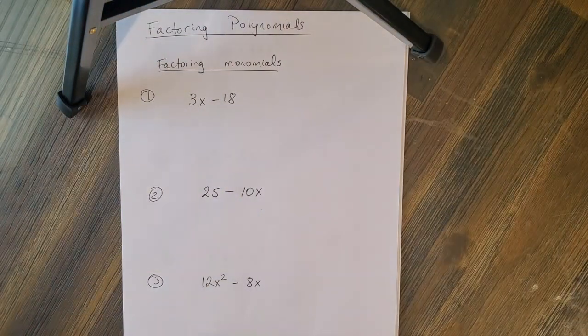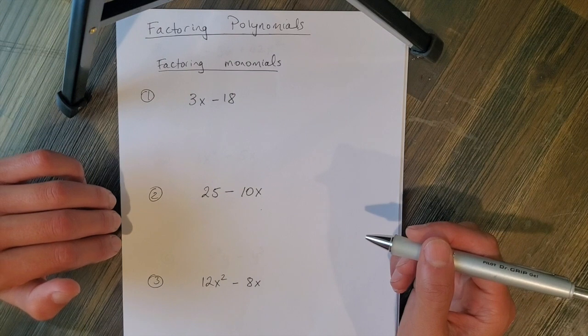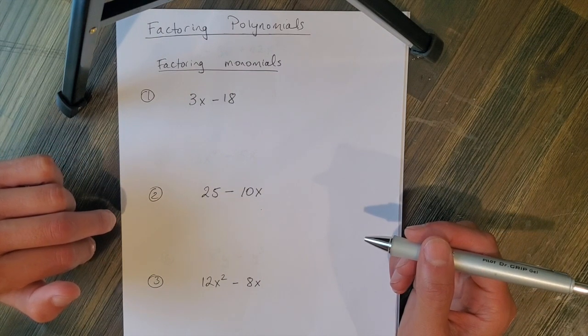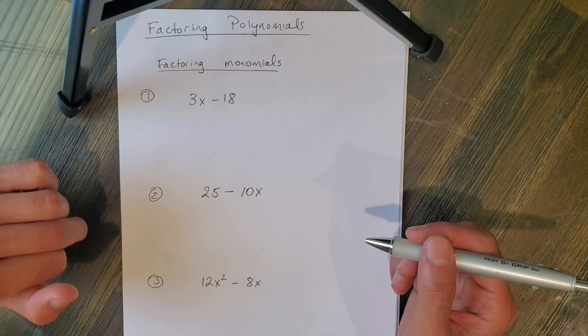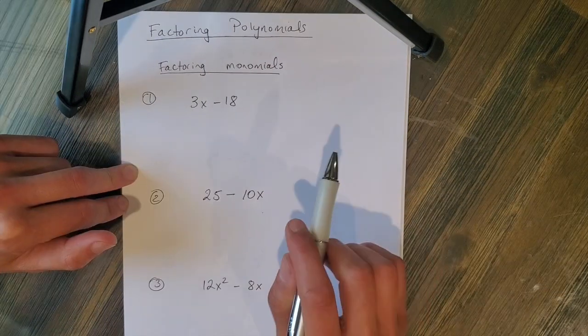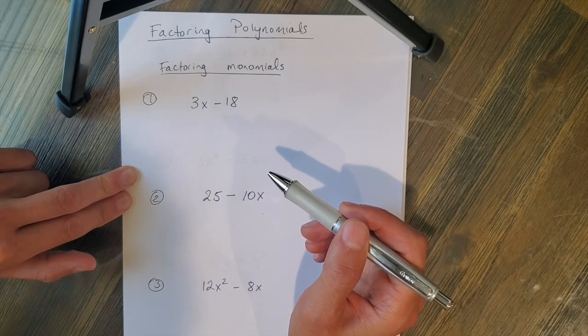All right, factoring polynomials. Okay, so now we're getting into the undo operation of distributing. In other words, we're going to undistribute. And instead of calling it undistribute, we call it factoring. Let's just begin with the first one here. We have 3x minus 18. So we need to undistribute this.